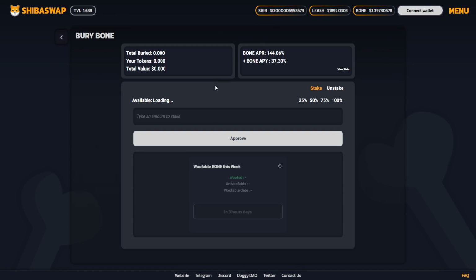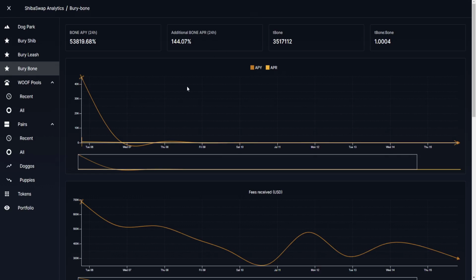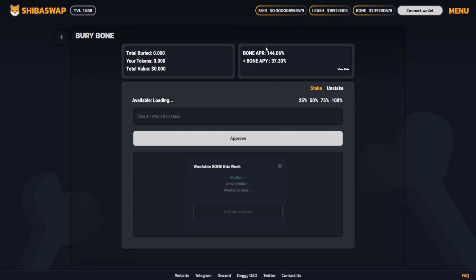One thing I want you guys to quickly take a look at. Now, there's some discrepancies. In particular, whenever you look at the Berry Bone, you can see that the Bone APR here is 144%, plus the Bone APY is 37.3%. But whenever you go on the ShibaSwap analytics, it says that the APY is a mind-boggling 53,000%. Almost 54,000%. It's absolutely nuts. And then the APR they're saying here is 144%. So way different than the APY and the APR that we're seeing here on the ShibaSwap platform. And I quite honestly don't know what to believe.